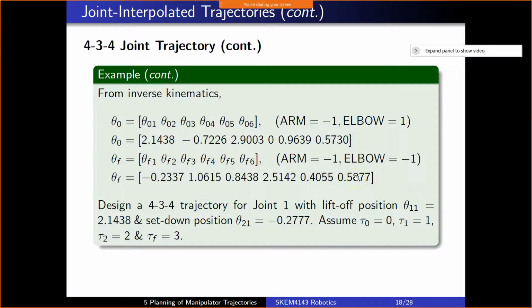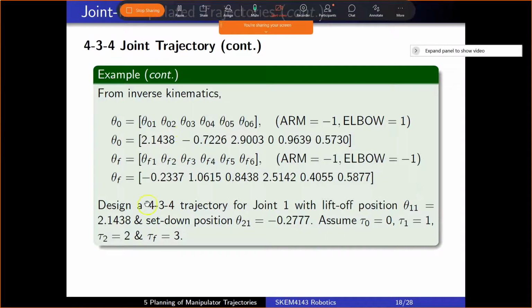So you might be wondering why we have 6 values here, because this is for theta 1 or joint number 1. This is joint 2, joint 3, joint 4, joint 5, joint 6. And 0 here refers to the initial configuration, right? Initial configuration of the robot arm. And similarly, the final position, again, we have 6 values, 1 for every joint. So this does not include the lift off and the set down positions.